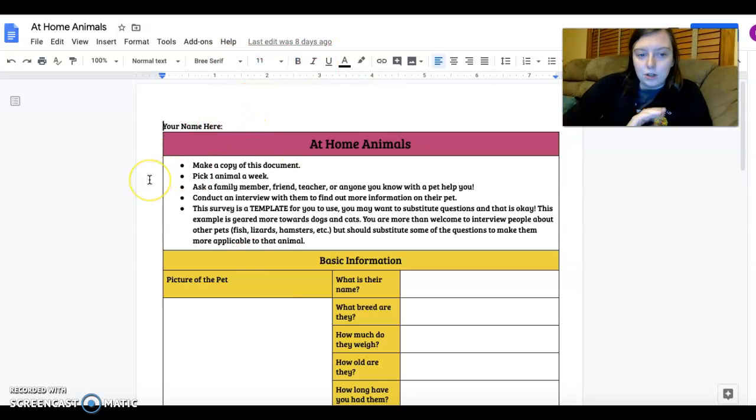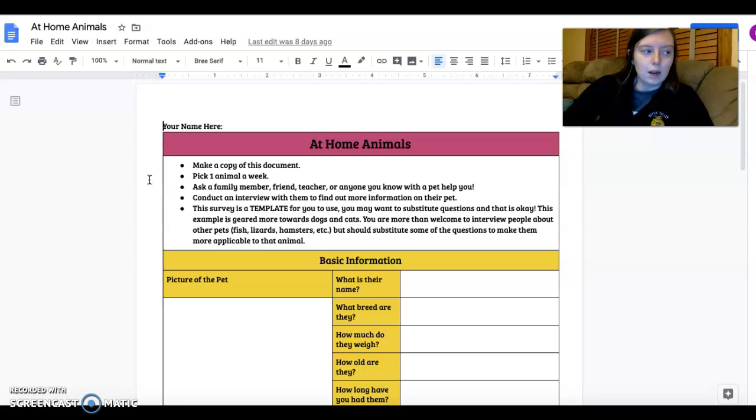So make sure you make a copy of the document first, add your name to it, and pick one animal. It can be a dog or a cat, and I think this survey lines it out really easily for a dog or cat. But you can also do other animals. You just might have to change some of the questions.